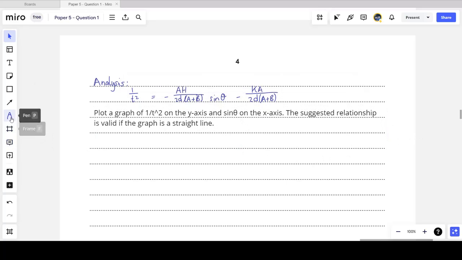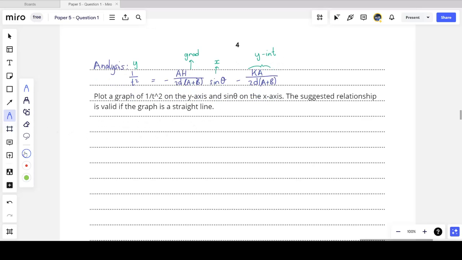So actually, let me just write this down, maybe in a different color. That's going to be on the y-axis. Sine theta is going to be on the x-axis. The thingy in front of sine theta is going to be the gradient, and the term on its own is going to be the y-intercept. It's always good to just make a note of that so you don't make an error.